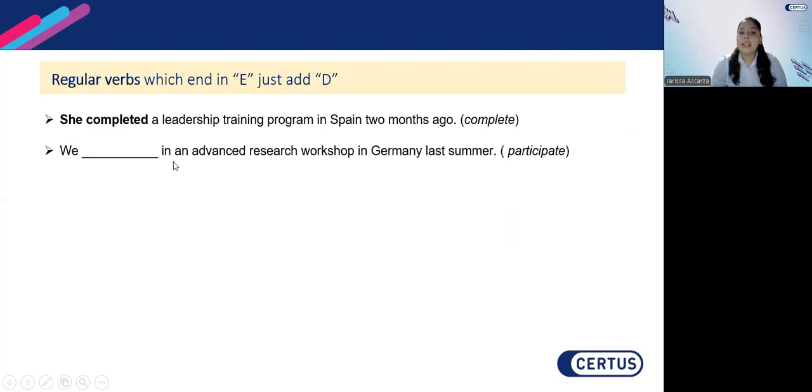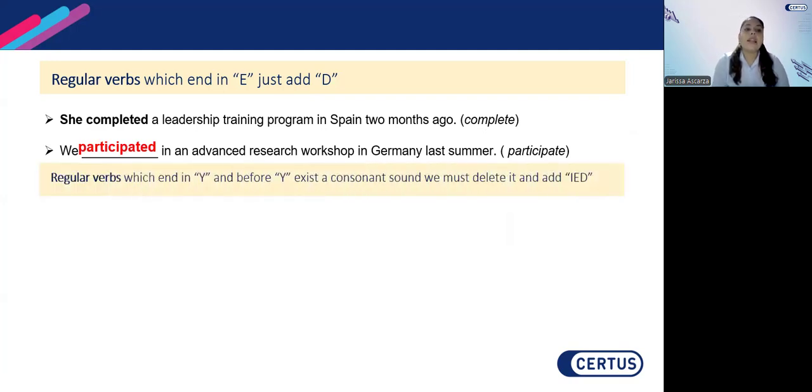The second one is for you. Look, we participated in an advanced research workshop in Germany last summer. Here the verb is participate. Participate ends in the letter E. So we have to just add the letter D, right? So we have participated. Let's go to another special case, okay? Regular verbs which end in Y, and before Y there is a consonant sound, we must delete the Y and add IED.